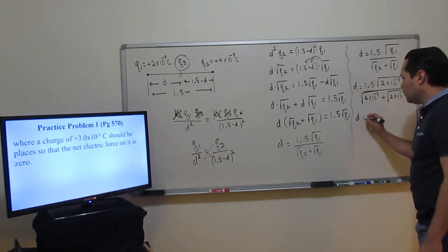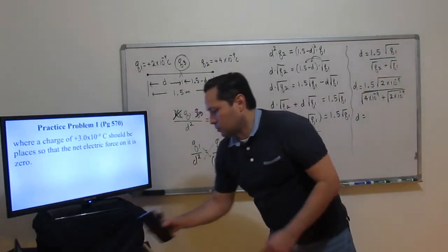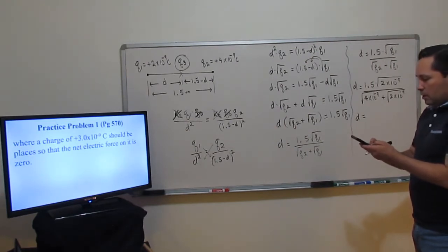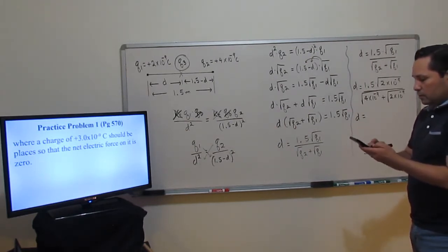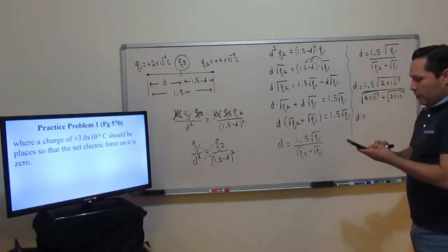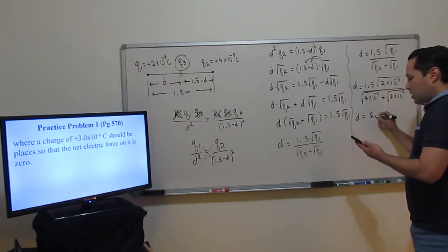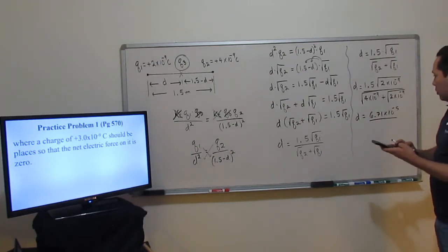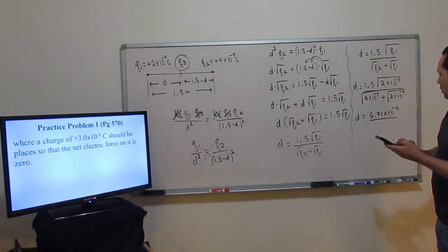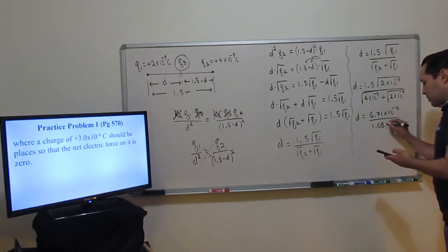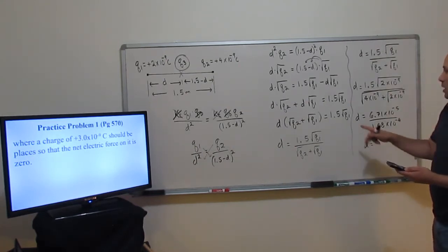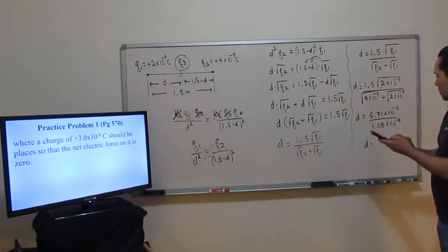Put that into your calculator. We'll take it step by step. On the numerator, we're going to put 2 times 10 to the negative 9, and we're going to square root that. Multiply times 1.5. So it's going to give us 6.71 times 10 to the negative 5. On the denominator, we're going to put square root of 4 times 10 to the negative 9 plus square root of 2 times 10 to the negative 9. That gives us 1.08 times 10 to the negative 4. And then just divide both of these, and there is our distance between Q1 and Q3.